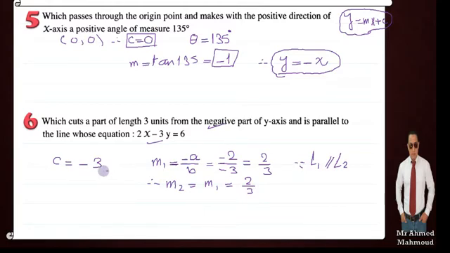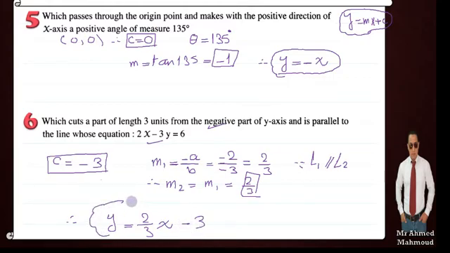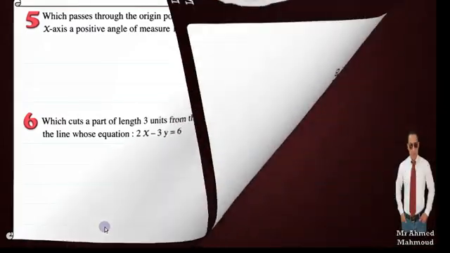Now we have c equals negative 3, m equals 2 over 3. Therefore, the equation is y equals 2 over 3 x plus negative 3, which is minus 3. This is the equation of the straight line. I see it's a very, very easy lesson. Okay, the next, number 7.